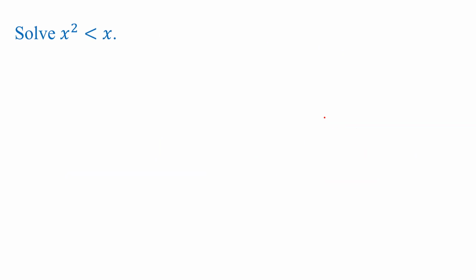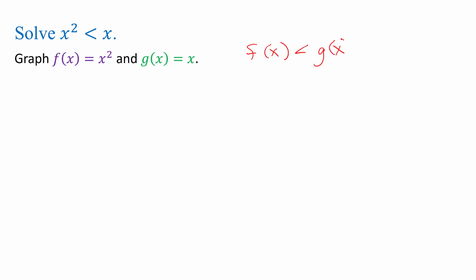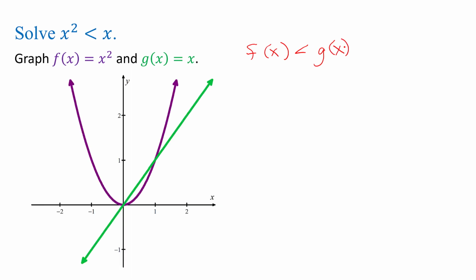Now let's look at solving x squared is less than x. We'll solve this a little bit differently. We will give a name to each side of this inequality. The left side I will refer to as f of x. So I have f of x equals x squared. The right side I will refer to as g of x. So I have g of x equals x. What we're trying to find then is where f of x is less than g of x. I will graph both f of x and g of x together.